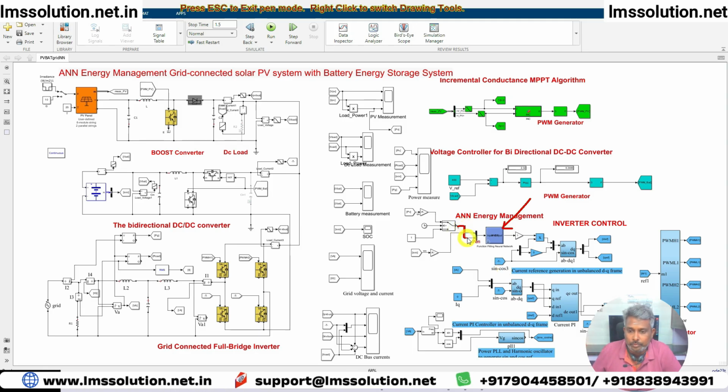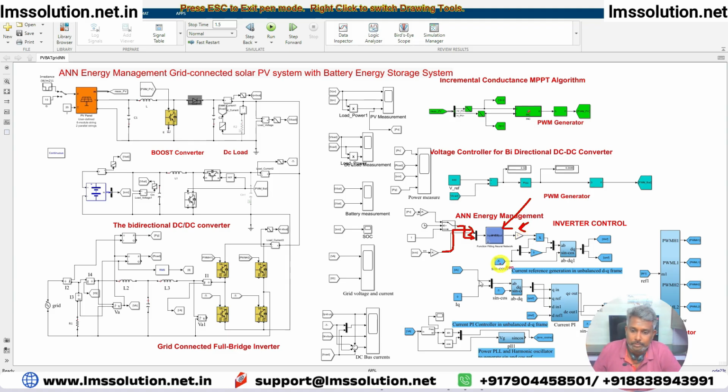One is the power of the PV and the other one is the SOC of the battery. Based upon the SOC of the battery and the power of PV, we are going to decide the reference current. This will be I reference. Then the reference will be like a magnitude only, right? We need to convert it into sinusoidal form.